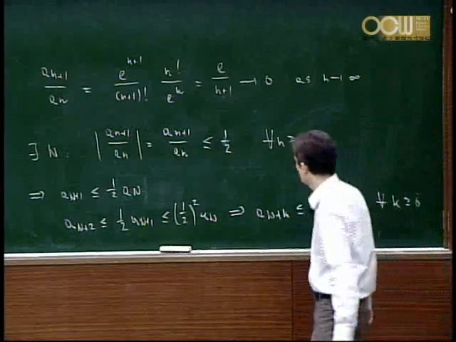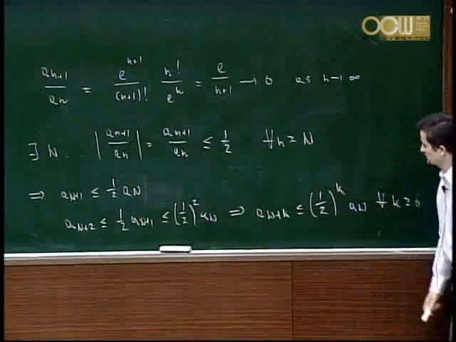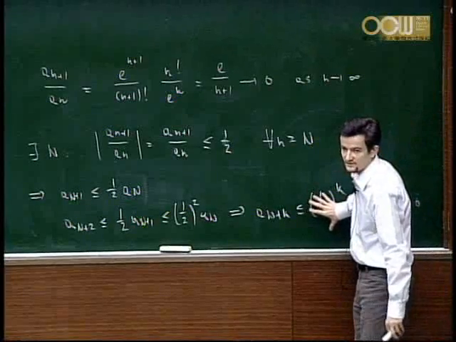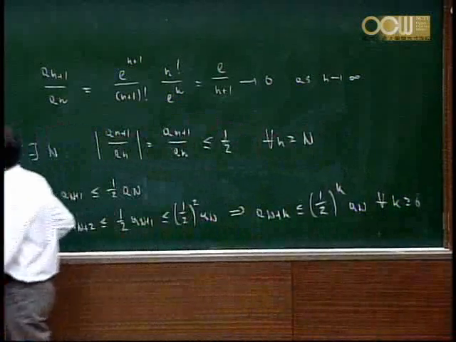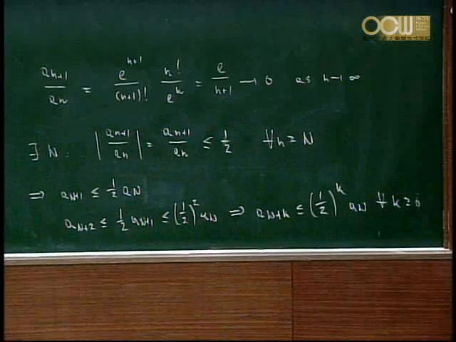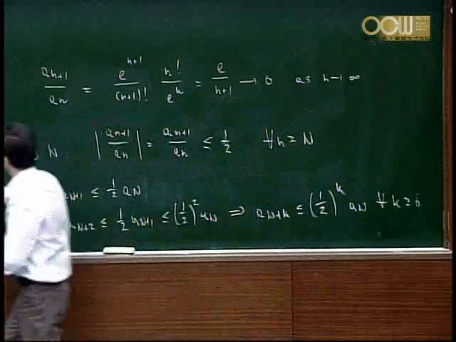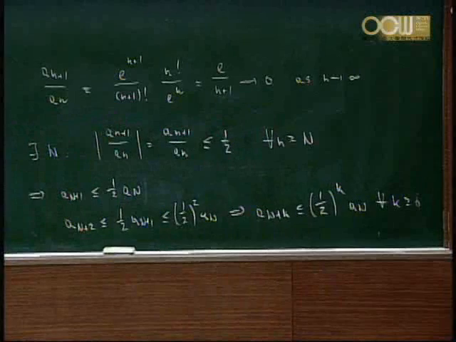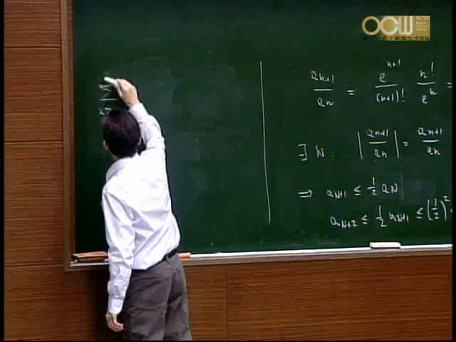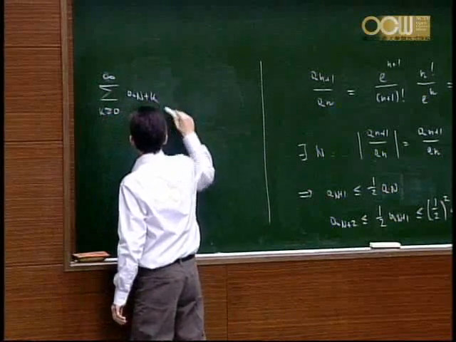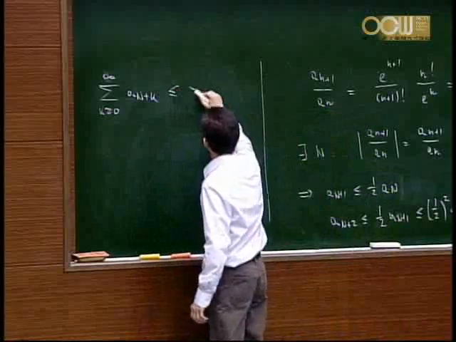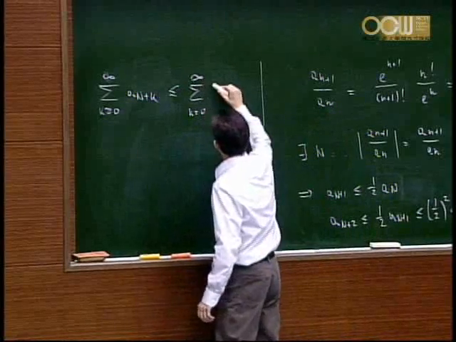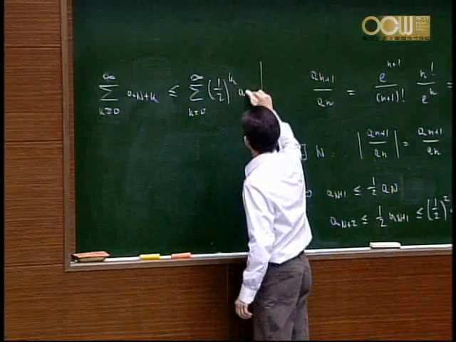Okay. Now, why is this a good observation? Because you see here something emerges, shows up, which is related to the geometric series. So this means that if I consider the sum, the series where I throw away the first n minus 1 terms, then this will be smaller or equal than this series, the sum of 1/2 to the k an.